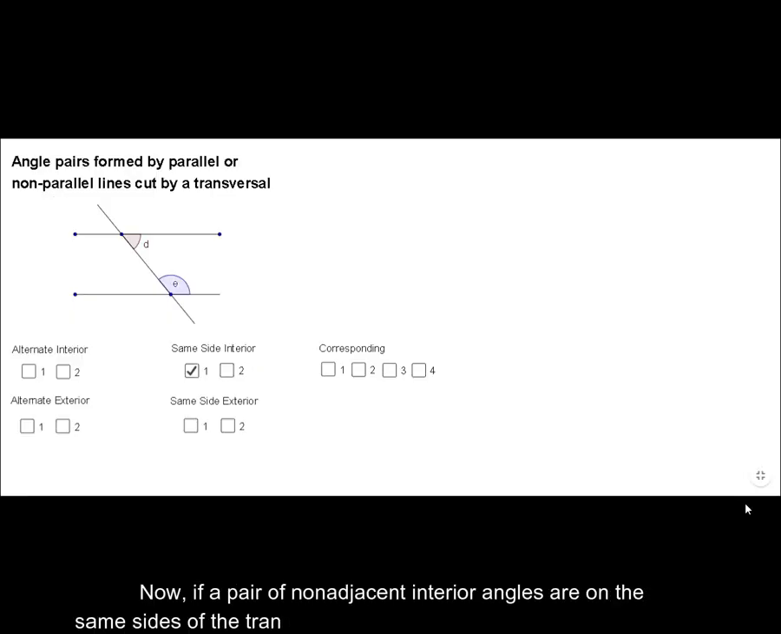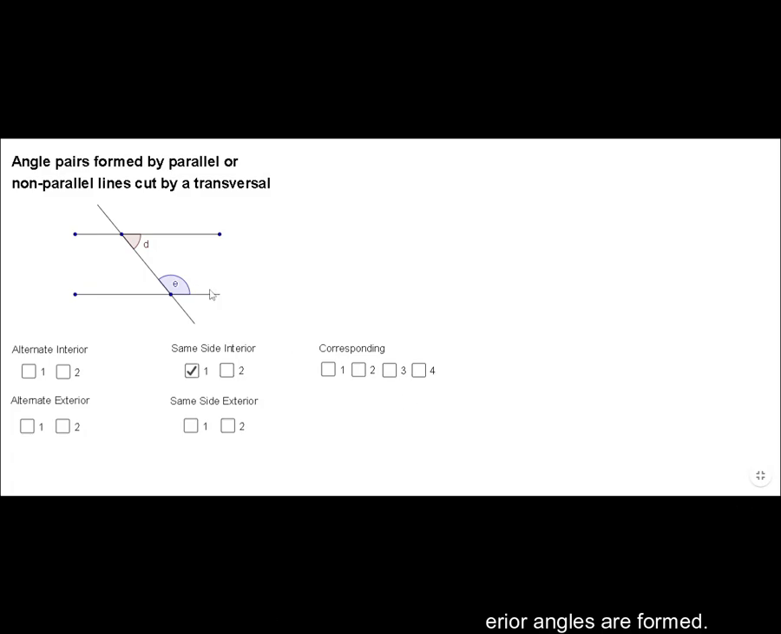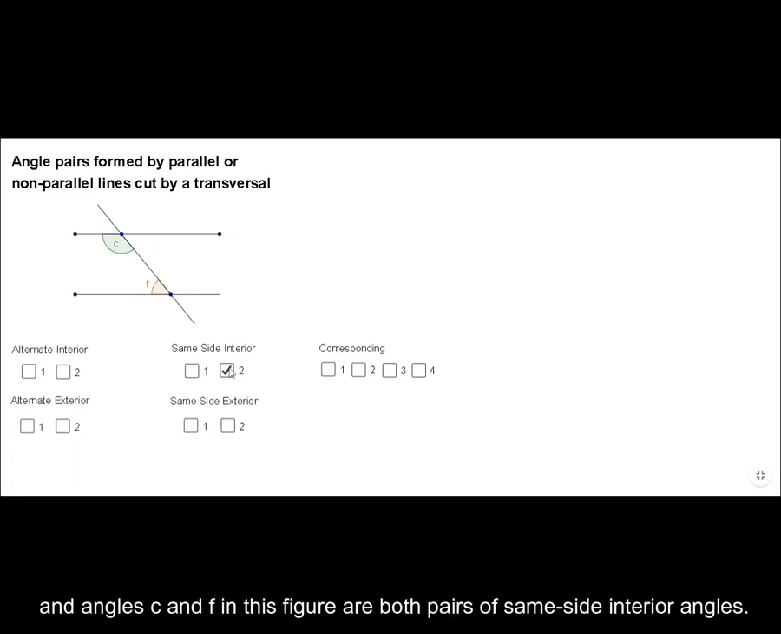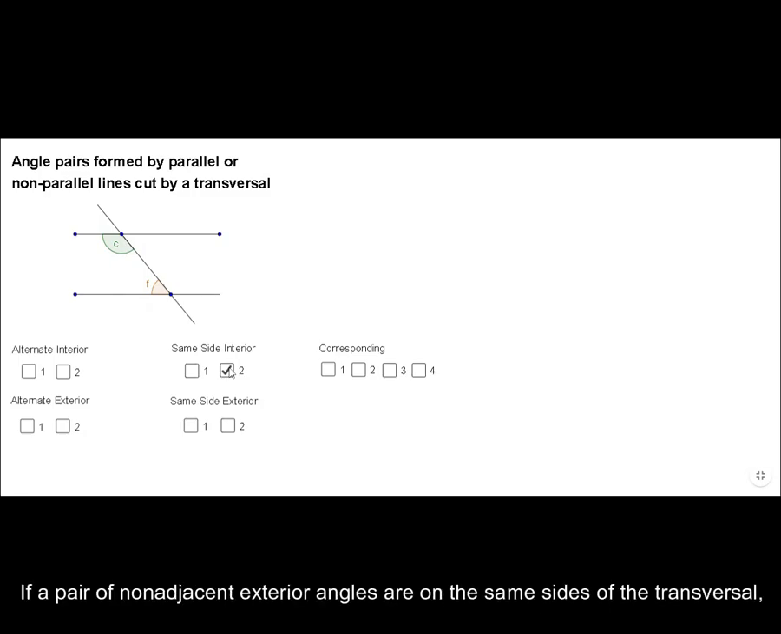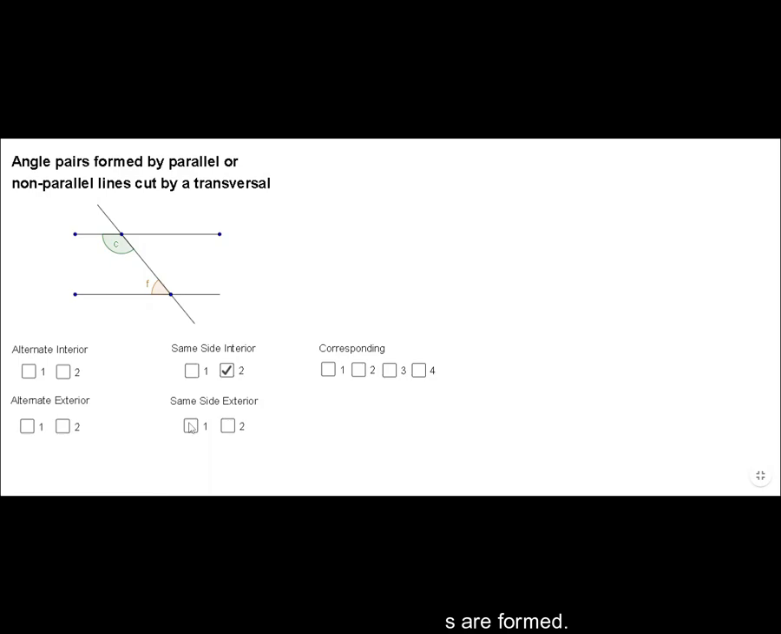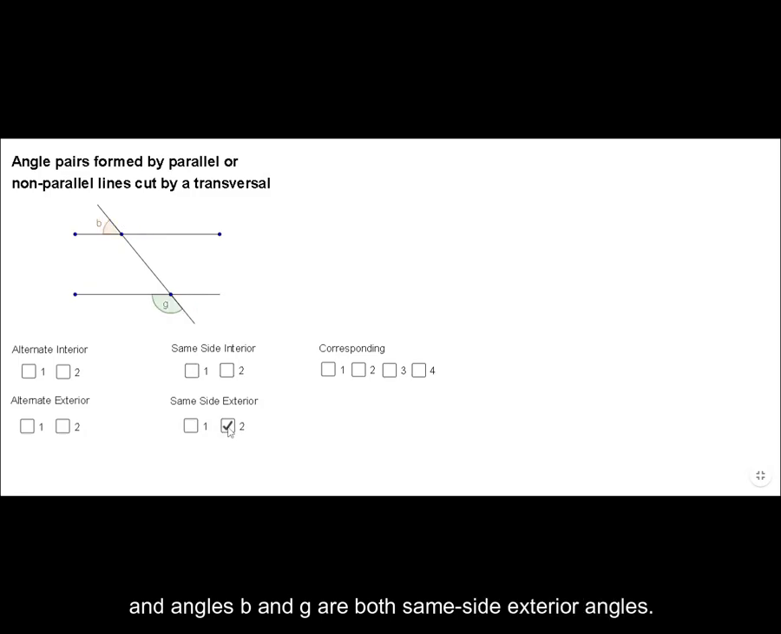Now, if a pair of non-adjacent interior angles are on the same side of the transversal, same side interior angles are formed. Angles D and E, for example, and angles C and F in this figure are both pairs of same side interior angles. If a pair of non-adjacent exterior angles are on the same side of the transversal, same side exterior angles are formed. For example, angles A and H, and angles B and G are both same side exterior angles.